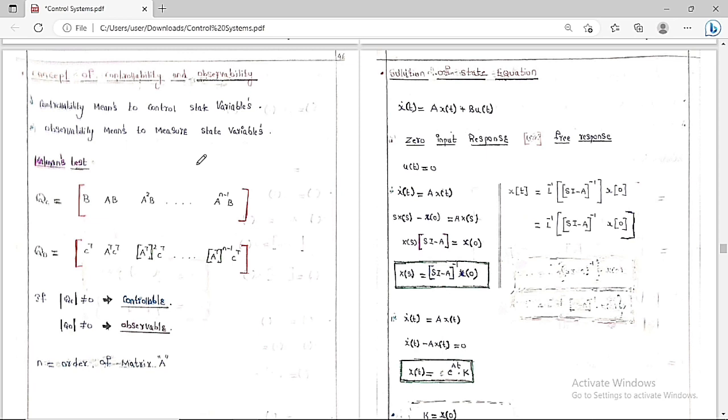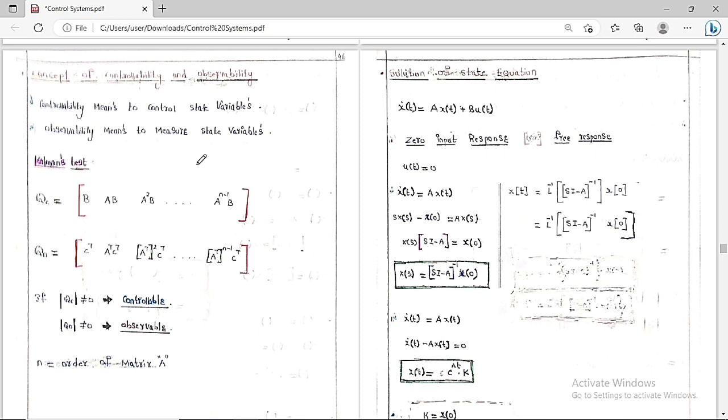Suppose any one of the state variables is not controlled, then we can say it is an uncontrolled system. Suppose any one of the state variables we can't measure, then we say it is an unobservable system. So listen carefully. If all the state variables of a system are controlled, then it is called a controllable system. If any one of the state variables is not controlled, then it is called uncontrollability. If all the state variables are measured, then it is said to be observability. If any one of the state variables we can't measure, then it is called unobservability.